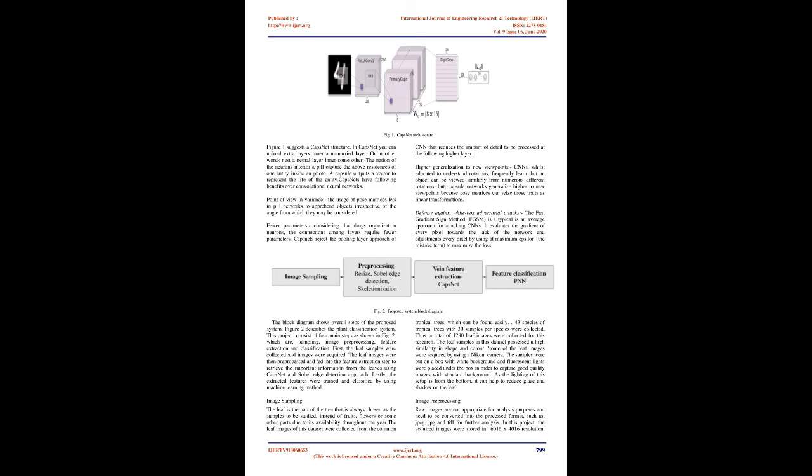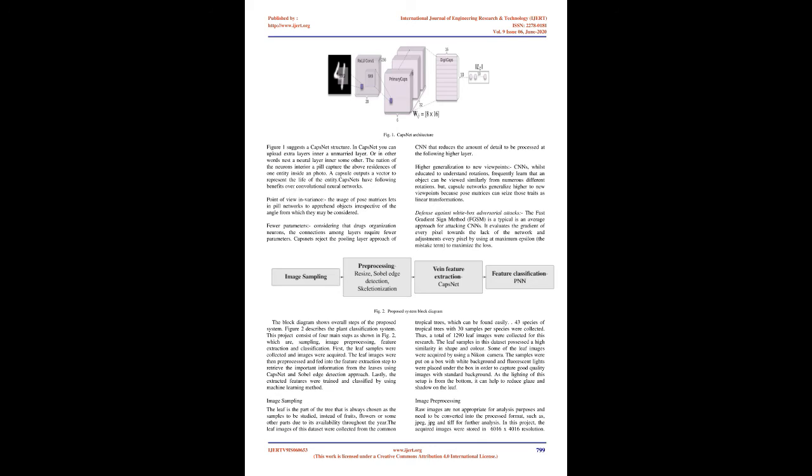A CapsNet is a machine learning system used for better model hierarchical coding. Figure 1 shows a CapsNet architecture. In CapsNet you can add more layers inside a single layer, or in other words, nest a neural layer inside another. The state of the neuron's interior captures the above properties of one entity inside an image. A capsule outputs a vector to represent the existence of the entity.